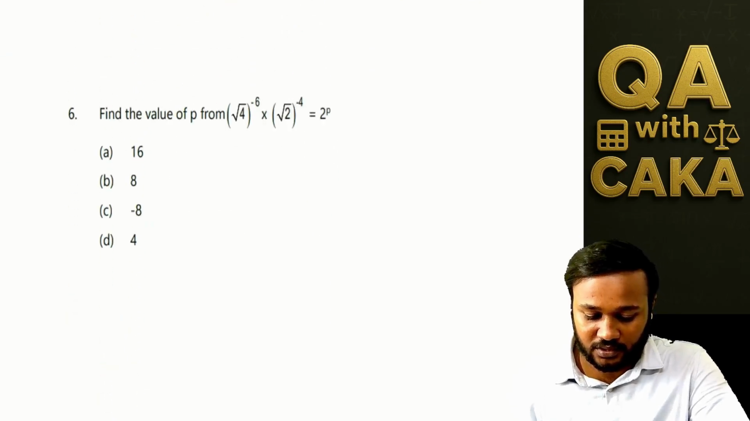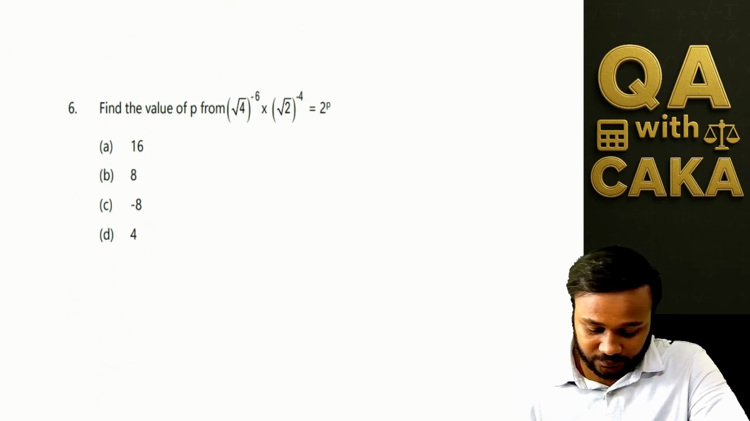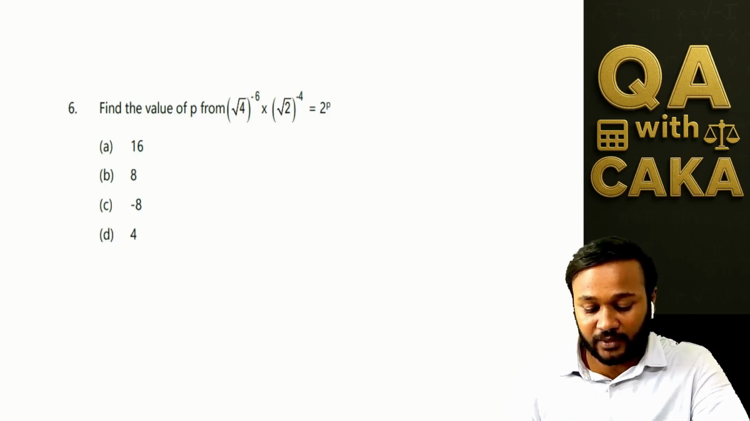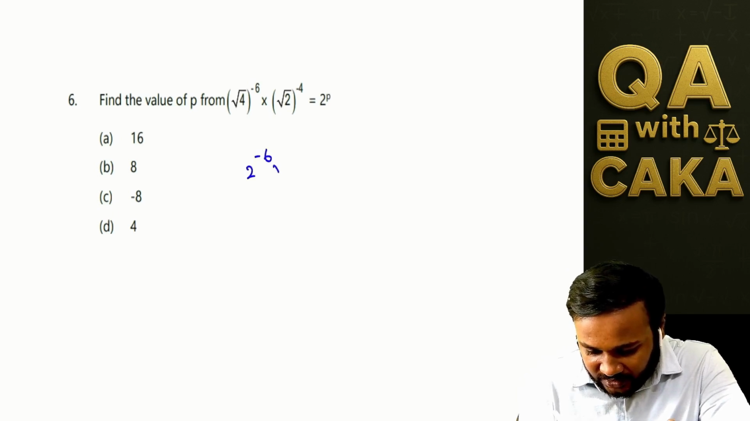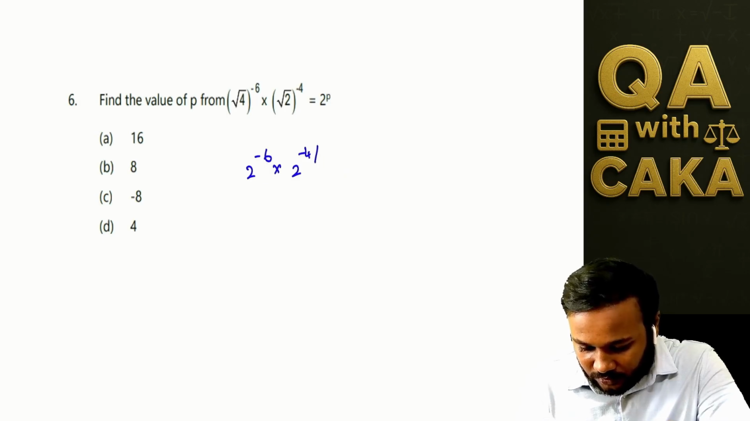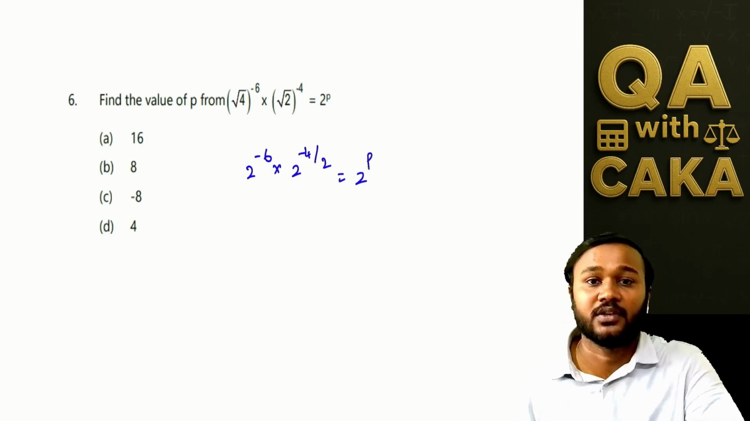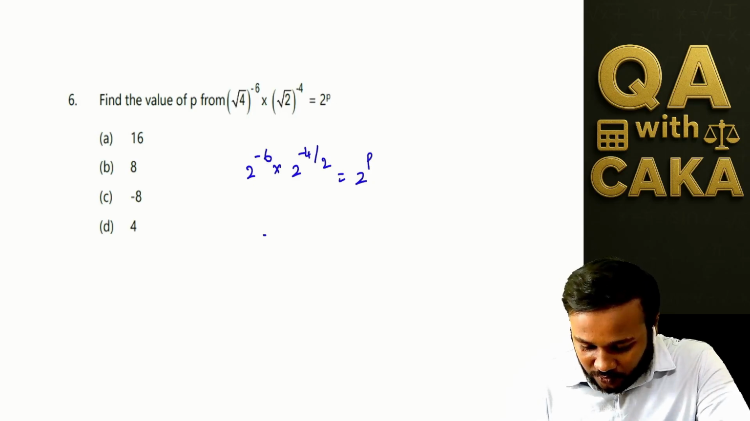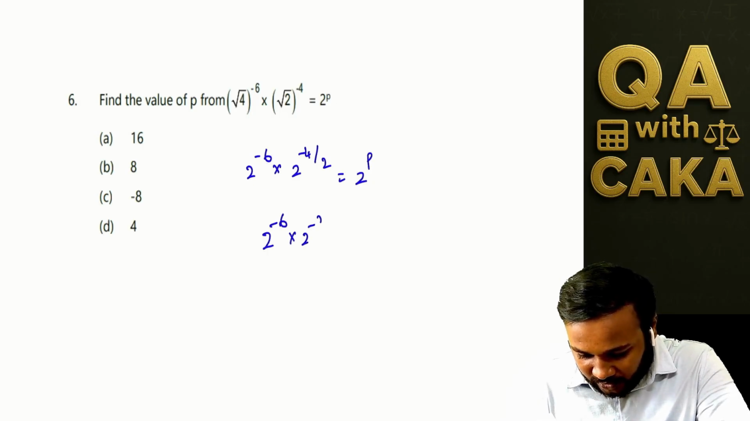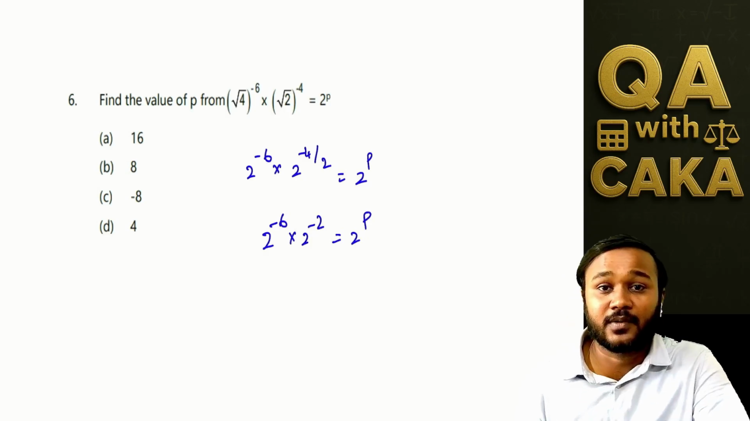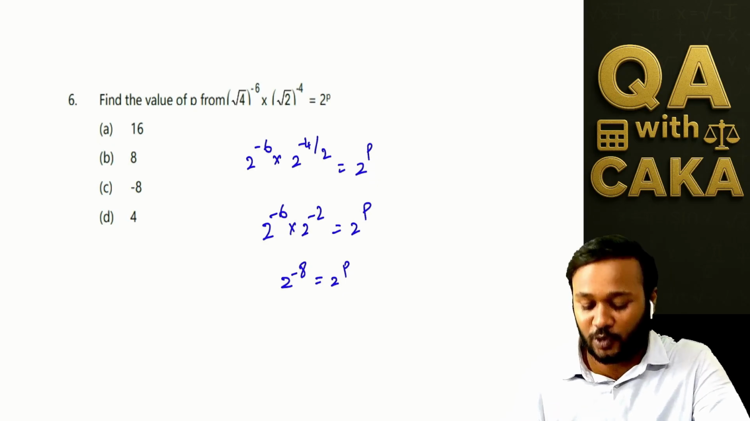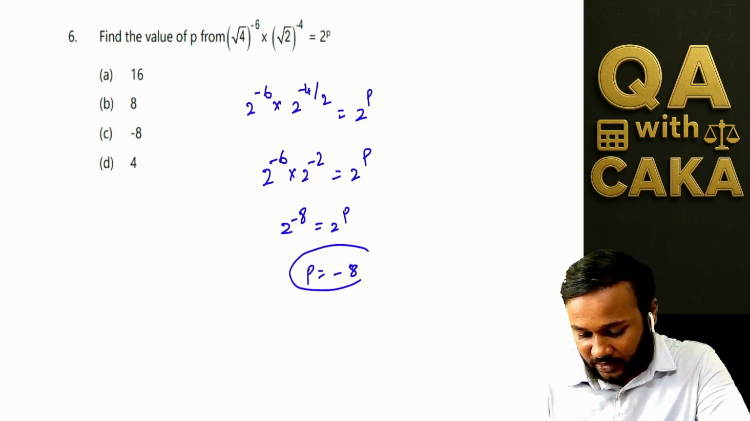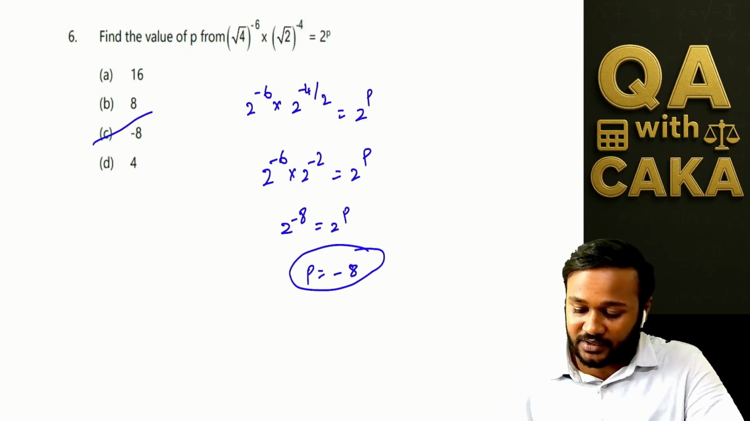Next, sixth question. So this is a very easy question. Find the value of P. So you need to find out the value of P. So can I write this, 2 power minus 6 into 2 power minus 4 by 2 is equal to 2 power P? Yes or no? Okay. Now, if you solve this, 2 power minus 6 into 2 power minus 2 is equal to 2 power P. You know, bases are equal, powers should be added. So this will be 2 power minus 8 is equal to 2 power P. And you also know bases are equal, powers should be equal. So straight away, P is equal to minus 8. Option C is the right answer.